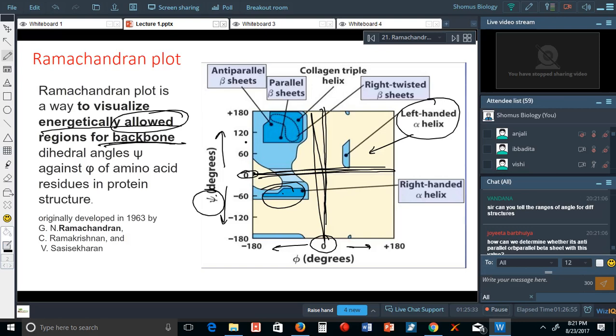So by looking at that structure, we can find a very little difference between the parallel and anti-parallel beta sheet in a few parts only. Because most of it, in both cases, whether it's a parallel or anti-parallel beta sheet, it was found that the psi angle is going to be positive and the phi angle is going to be negative in value.